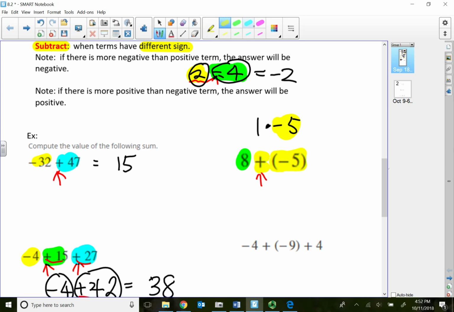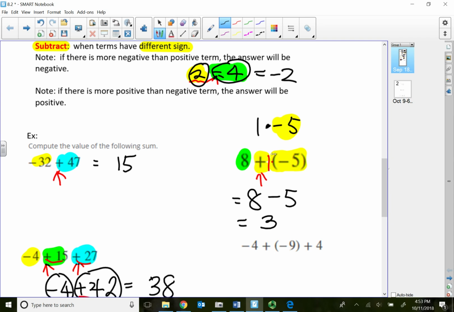Now, the reason why I say positive 1 times is because there is a positive sign in front of the parenthesis. So that's why this is positive 1 times -5, which we will talk about in a different video, how we multiply and divide with negatives. For right now, I'm just going to simply say positive 1 times -5 is just -5. My first term is still 8. So 8 minus 5 is positive 3.